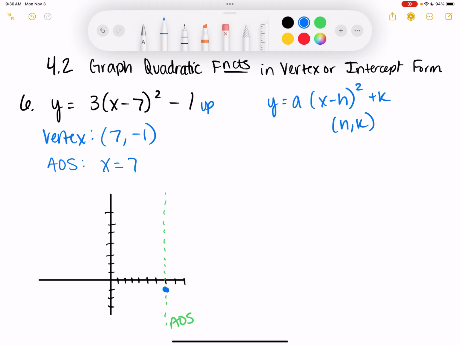So if I use 8, I have 3 times 8 minus 7 squared minus 1. Well, obviously that's just 1 squared, so that's just 1. 3 times 1 is 3, minus 1 is 2. So at 8, 2, I have a point, and that means then at 6, 2, I also have a point, and then just graph it. Oh, it's easy.